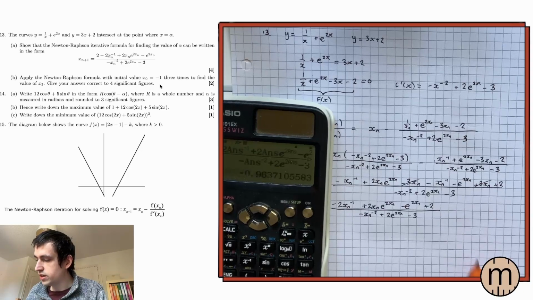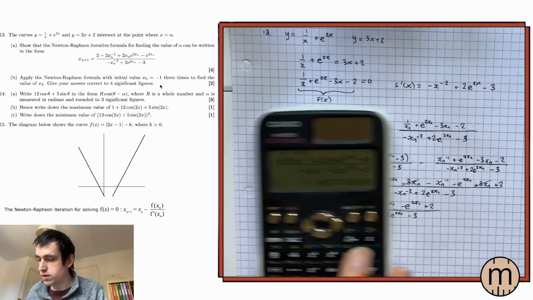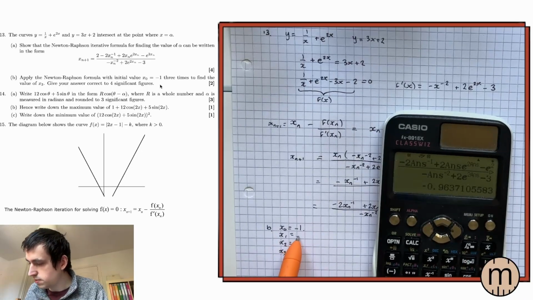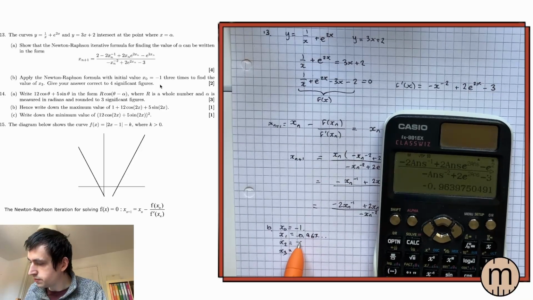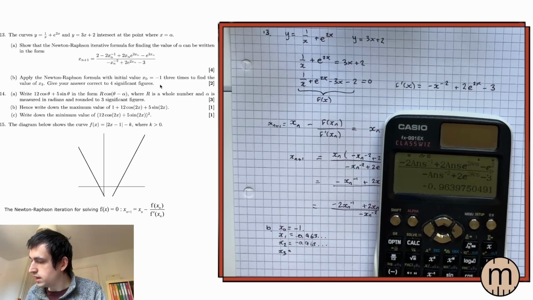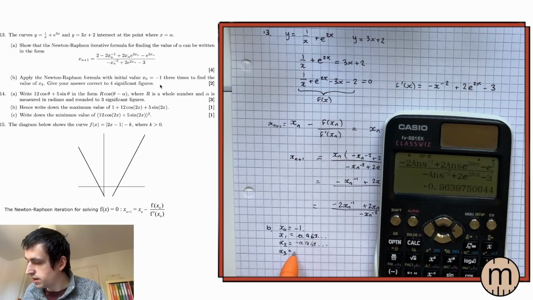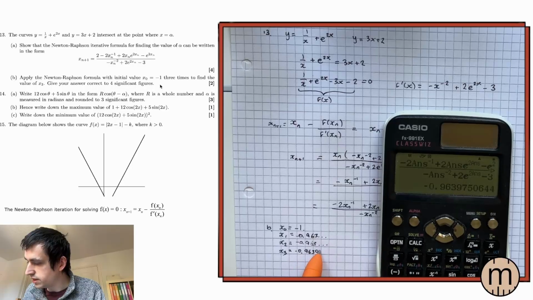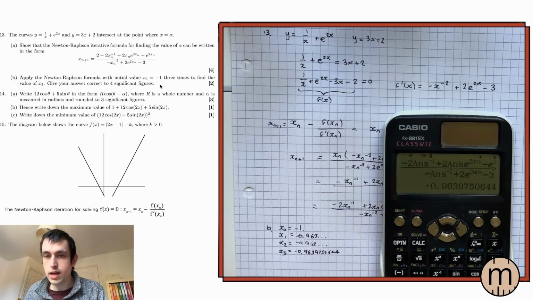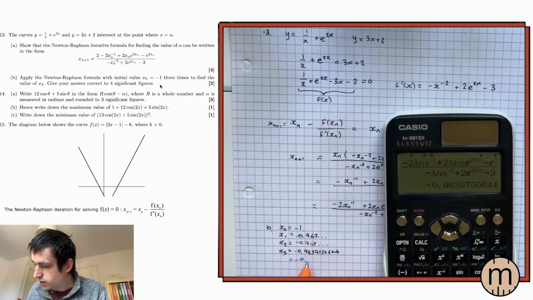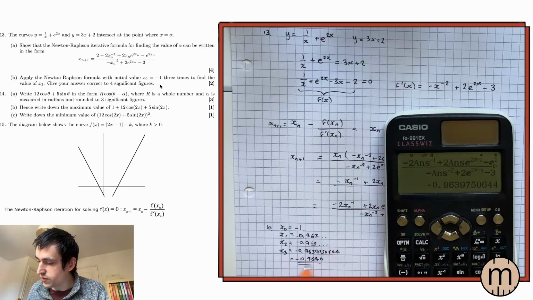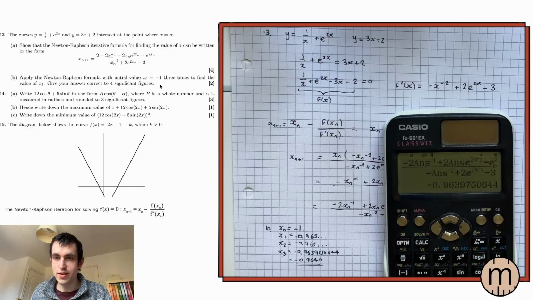Press equals, and that should give us our approximation for x1, which will be minus 0.963, equals again, we get x2, minus 0.963, equals again, we get x3, minus 0.963975064. What do we want it to do in the question? 4 significant figures. So 1, 2, and then this one will be 40 because you can't round up 39 other than to get to 40. And that should be the value of x3 for 2 marks there.